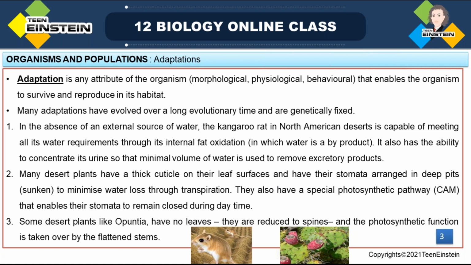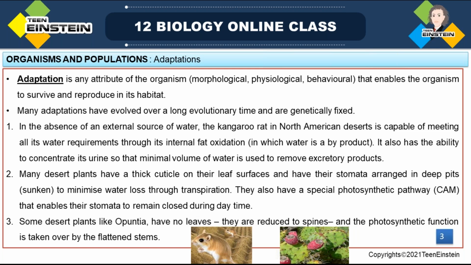This is the adaptation which is seen in plants. Okay, for an example, we are saying about xerophytes. Example of adaptation in plants. So xerophytes have a thick cuticle on their leaf surface. Then the stomata of such plants. What is the role of stomata? Stomata help for transpiration. So those stomata are sunken.